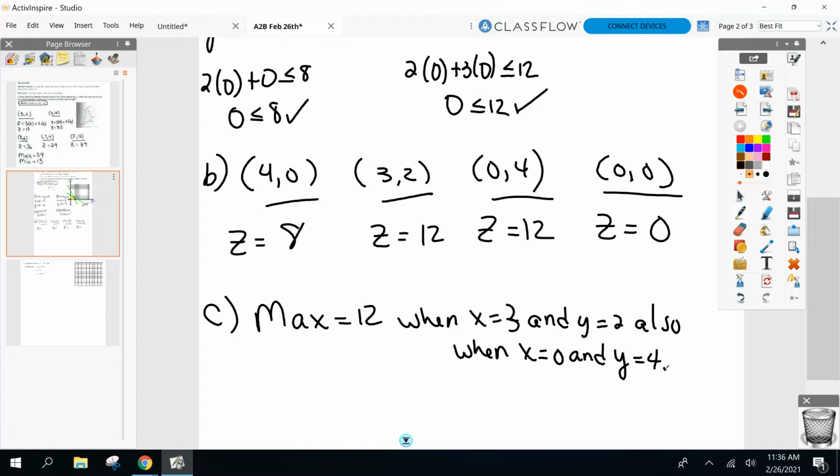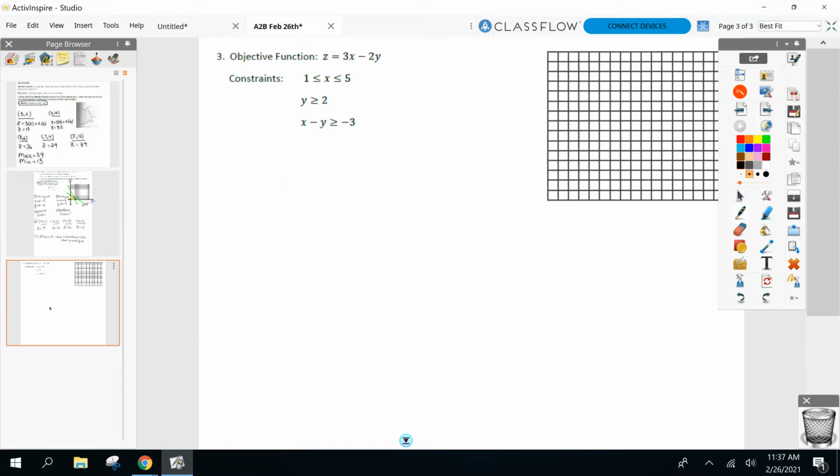Anything you guys want to ask before we finish it on the third and final one? All right, let's see. Last one. All right, objective function. And I will give this to you for now. At the end of the unit, you guys will make up the objective function based on the problem. But for now, I'll give it to you.